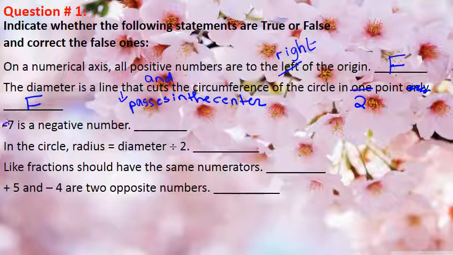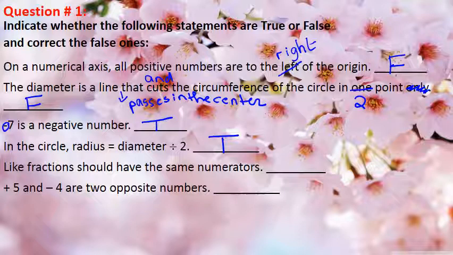Minus 7 is a negative number. We look at the sign of minus 7, it's minus, so this statement is true because all negative numbers are preceded by a minus. In the circle, the radius is equal to the diameter divided by 2. Also, this statement is true.